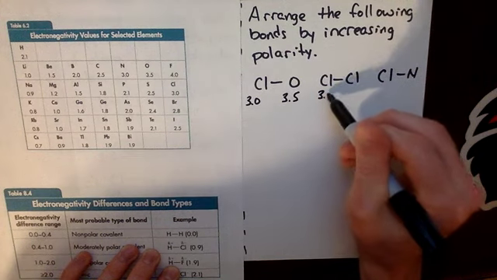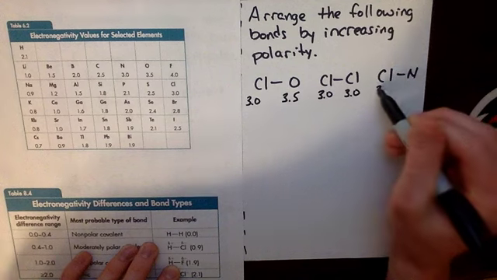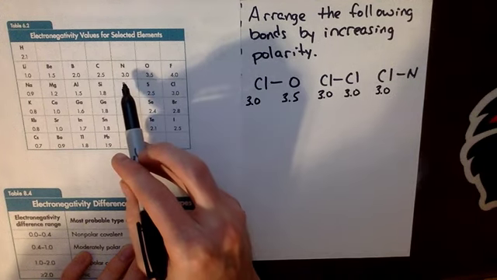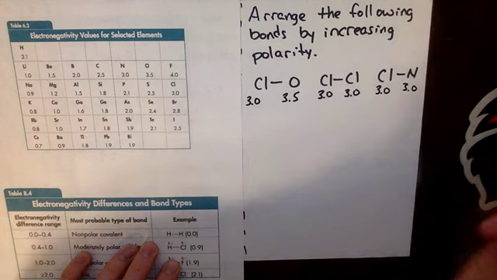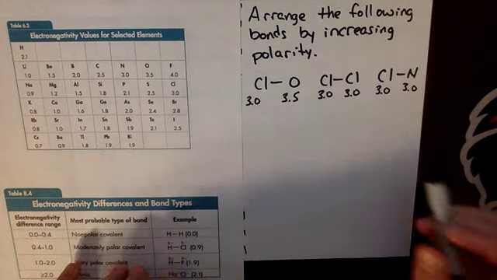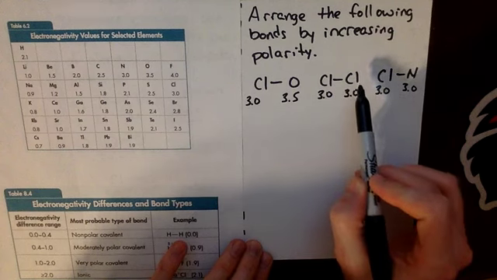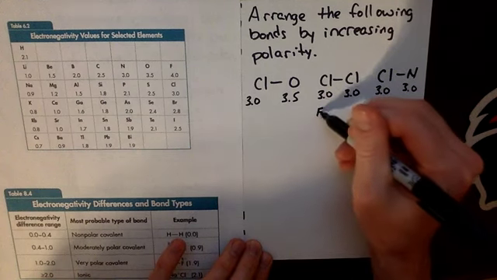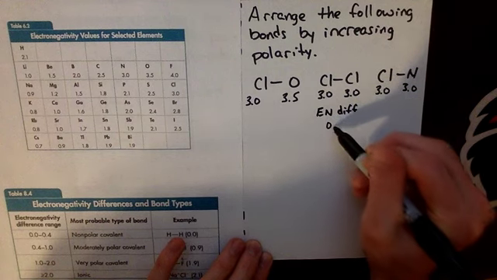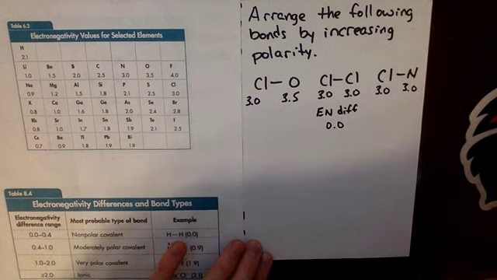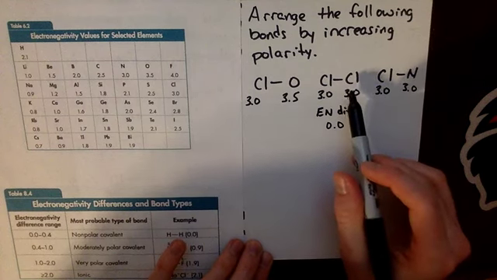Chlorine is still 3.0. It's bonded to another chlorine here, 3.0. Chlorine 3.0, and nitrogen also 3.0. Okay, so we know for certain this one is going to be nonpolar because it is something bonded to itself. So they have an electronegativity difference of 0.0. And we know that it's perfectly no difference in electronegativity because they're the same elements.